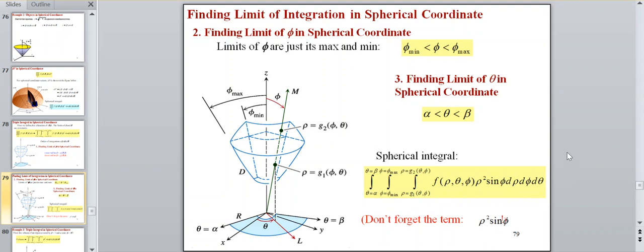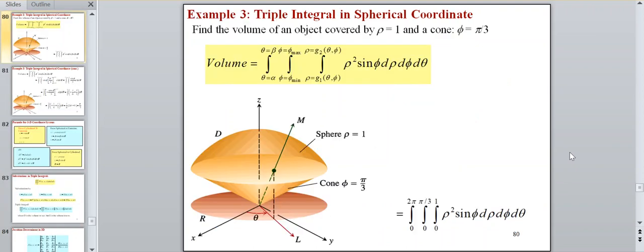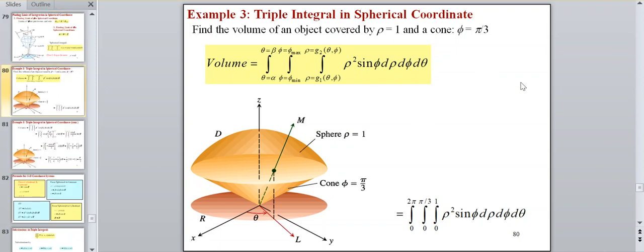Now next we have an example. Do not worry, there is an example here, and later I will give you some more examples provided by myself. Okay, now look at this example.